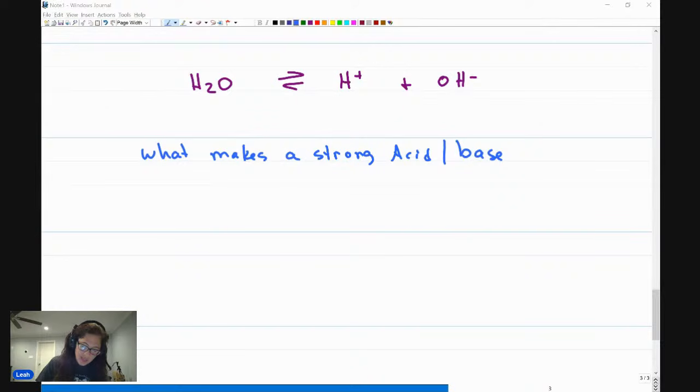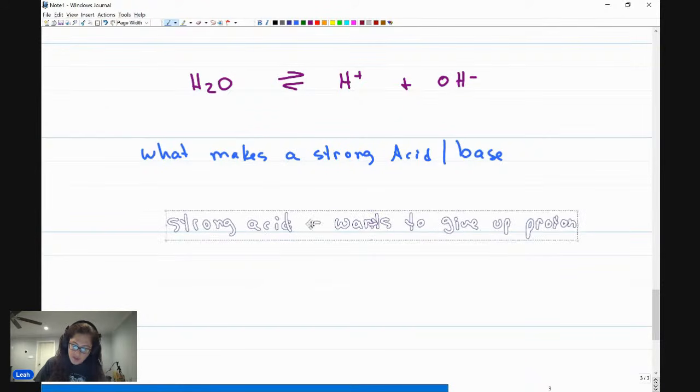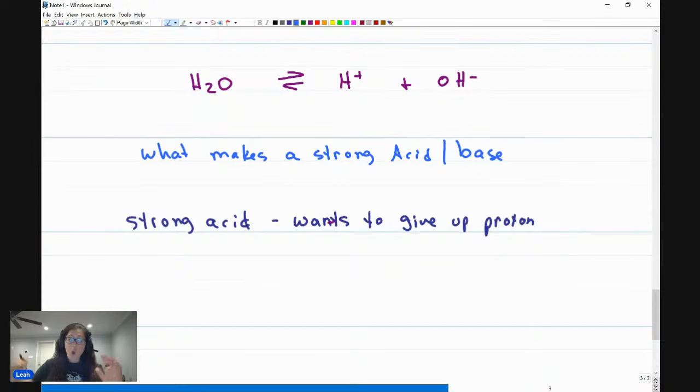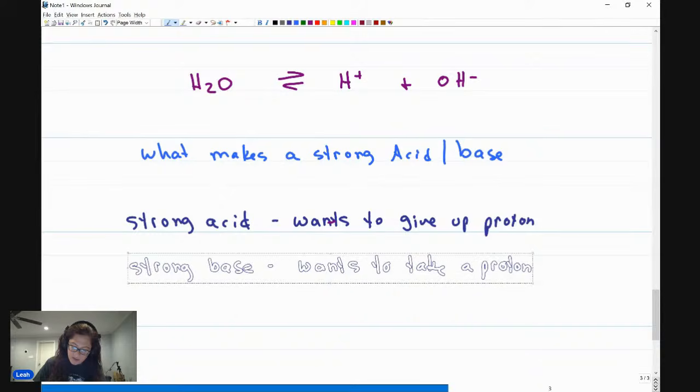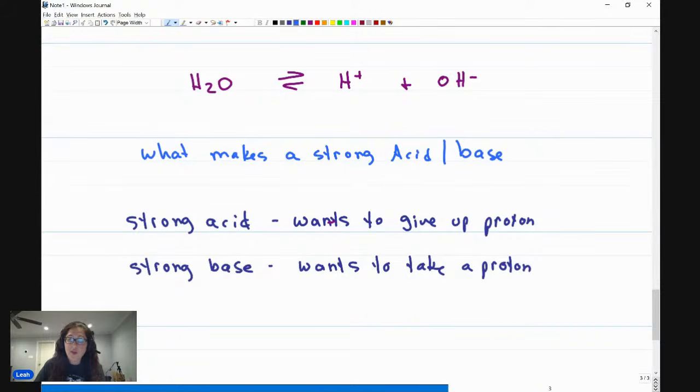So when we're looking at a strong acid, it's very simple. A strong acid wants to give up a proton. The more it wants to give up, the stronger it is. A strong base is the flip side of that. It wants to take a proton. The more likely it is to take a proton, the stronger it is as a base.